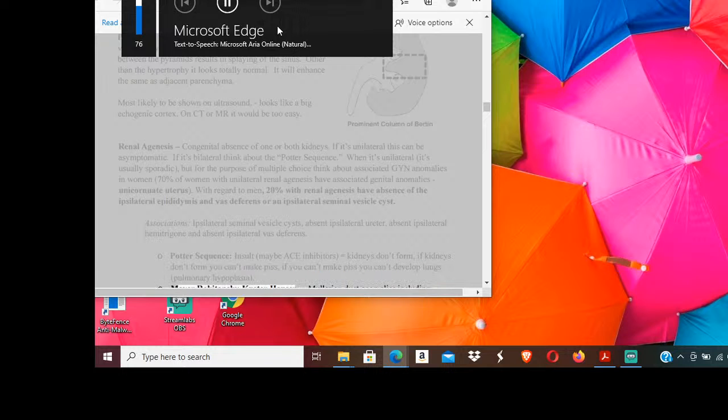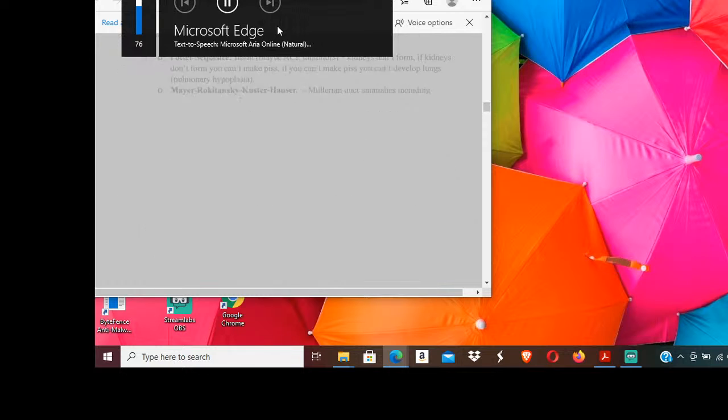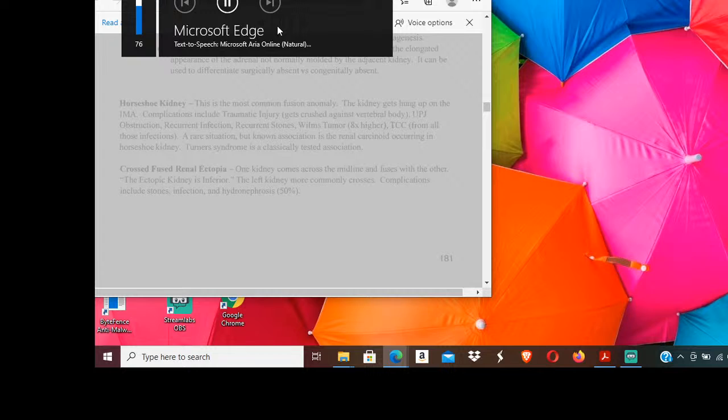Mayer-Rokitansky-Küster-Hauser. Mullerian duct anomalies including absence or atresia of the uterus. Associated with unilateral renal agenesis. A lying down adrenal or pancake adrenal sign describes the elongated appearance of the adrenal not normally molded by the adjacent kidney. It can be used to differentiate surgically absent versus congenitally absent.